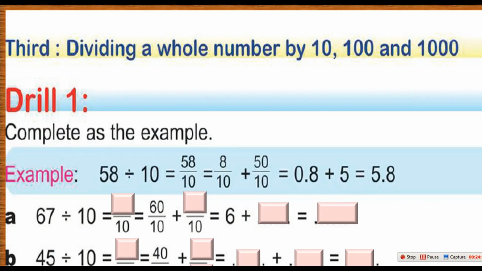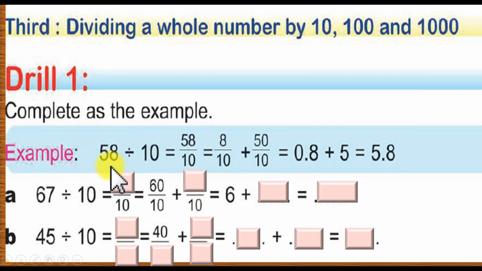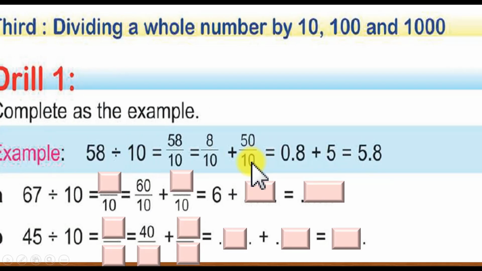Dividing a whole number by 10, 100 and 1000. Complete Evan's example. 58 divided by 10 equals 58 over 10 equals 8 over 10 plus 50 over 10 equals 0.8 plus 5 equals 5.8. طيب دي طريقة هو بيقسم لي العدد اللي عندي اللي هو 58 دون للفاليوز بتاعته. اليونت الفاليو بتاعتها زي ما هي 8 والفايف في التنس ب50. انا لو قسمت ال50 على 10 هيديني 5 ولو قسمت ال8 على 10 هتديني 0.8 وبالتالي لو جمعت ال5 مع 0.8 هيبقى الناتج 5.8.